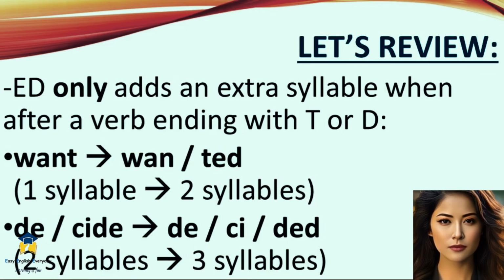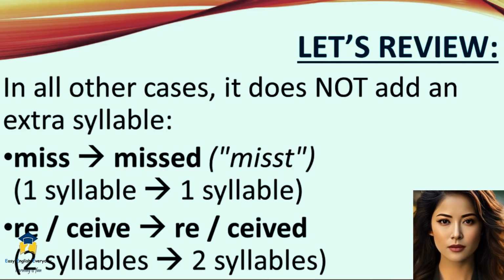Let's review. The ed ending only adds an extra syllable after a verb ending with T or D, such as want and wanted, decide and decided. In all other cases, it does not add an extra syllable. Miss becomes missed. Receive becomes received.